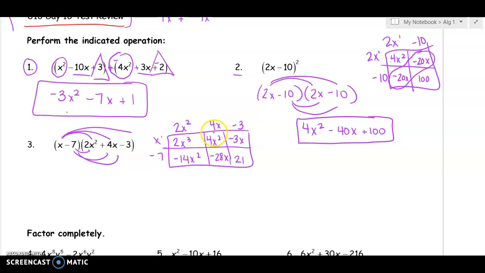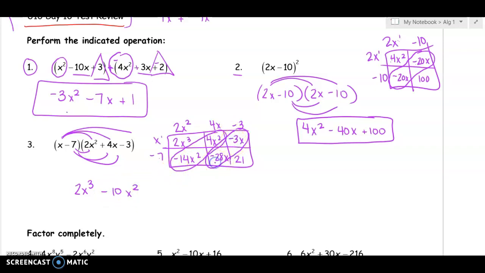From here, you want to combine like terms, so look for the letters that have the exact same exponents. And it's going to be these ones that I circled. So I'm going to start off with the highest one, 2x cubed. Negative 14x squared and positive 4x squared, you add the coefficients, you get negative 10, and the exponents don't change, so it's still x squared.